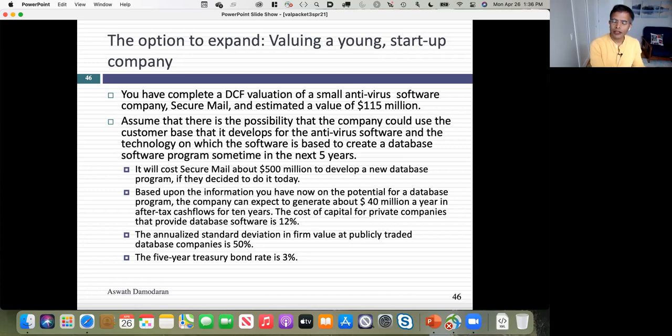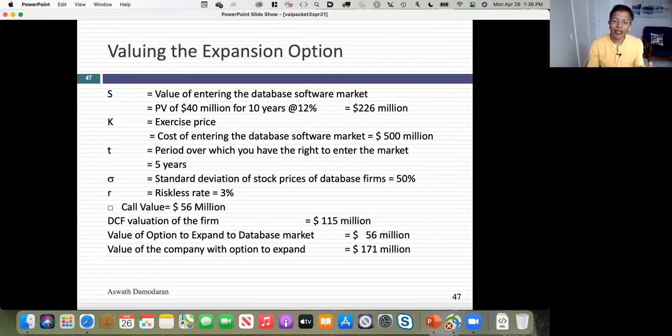So the discounted cash flow value of the company is 115 million, but there's a platform that can do other things that right now is not viable. But let's value the platform as an option. If you take the present value of 40 million a year for 10 years at 12%, the present value that you get is 226 million. Well below the 500 million they will have to spend to develop the software. So right now they wouldn't do it.